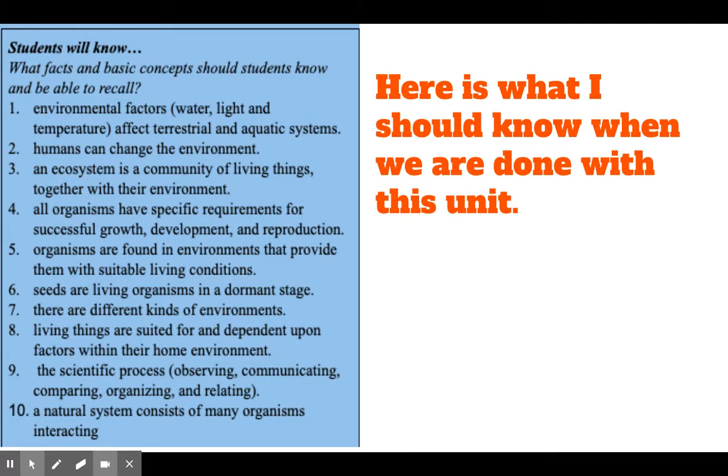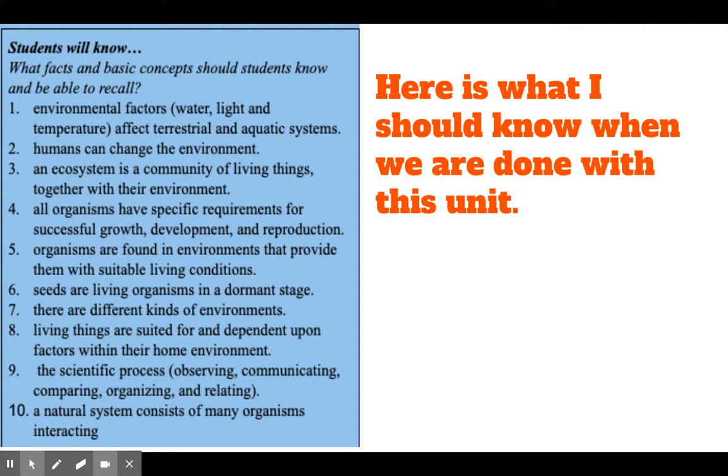Seeds are living organisms, but they're in a dormant stage. They want to be alive, I think, if you were to ask them. But then how would you communicate with them? But seeds are living organisms, and there are different types of environments. We're in our own environment in school. And like I said before, you have a home environment, but what if you were out in the middle of the desert? What if you're in the ocean or on a lake? Are those different types of environments?